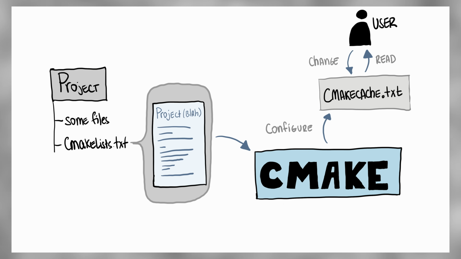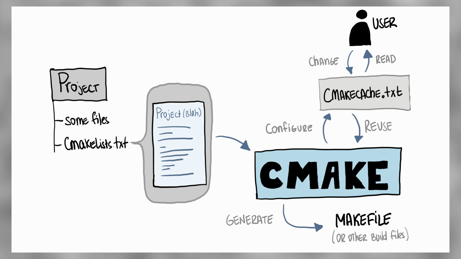If and when CMakeCache.txt already exists, CMake just reuses it and assumes that the values there are final, so the values of the variables in the cache have precedence over those defined in the CMakeLists.txt. When the configuration is done, the second step is generation, where CMake follows the structure defined in the CMakeLists.txt, takes all the values from the cache, and generates the appropriate files for the underlying build system.